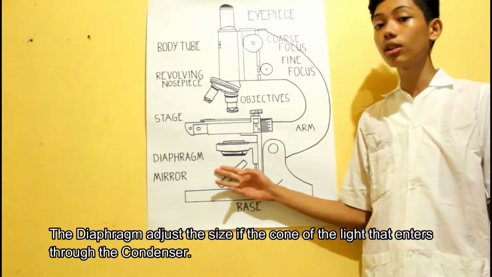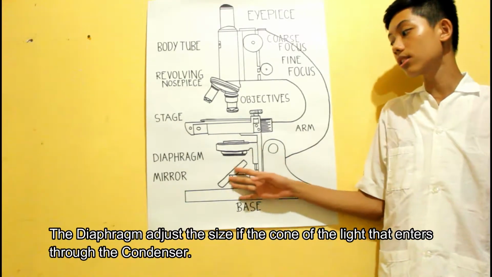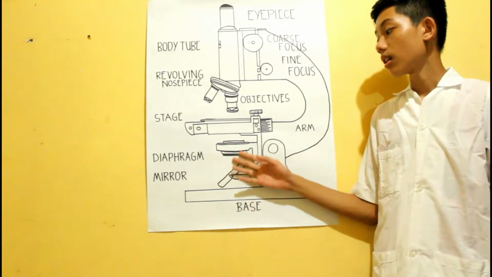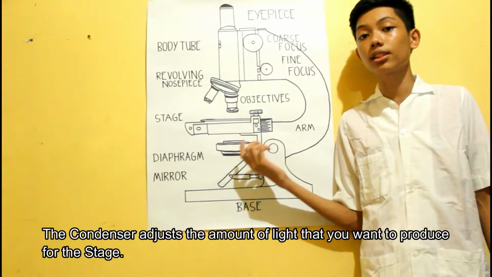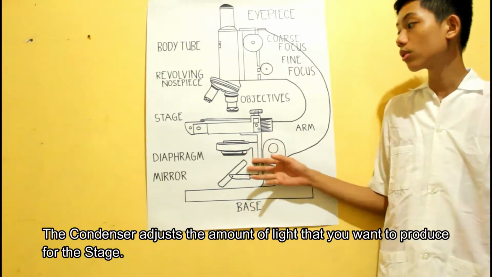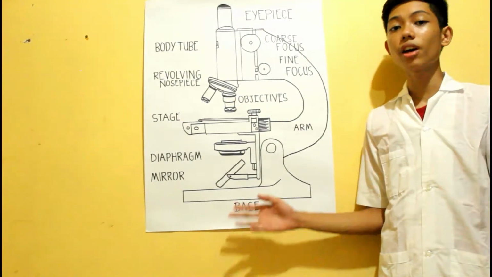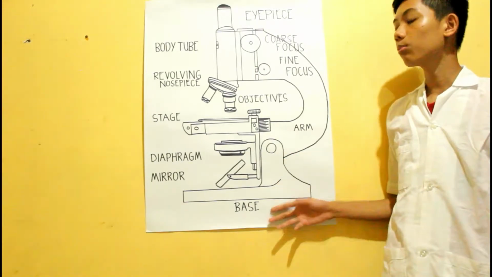The diaphragm adjusts the size of the cone of light that enters through the condenser. The condenser is used to adjust the amount of light that you want to produce for the stage. And you see right here the rest of the parts of the compound microscope.